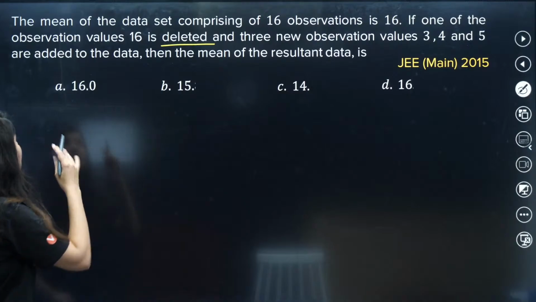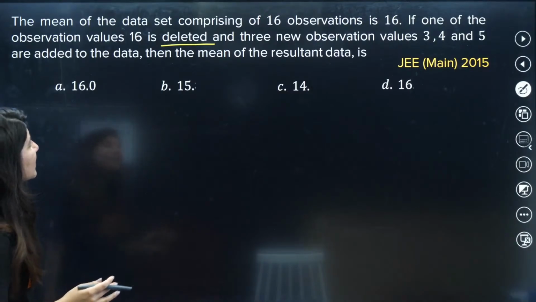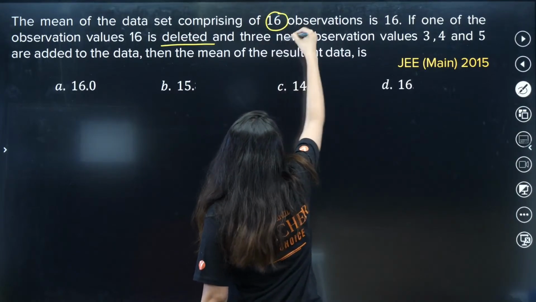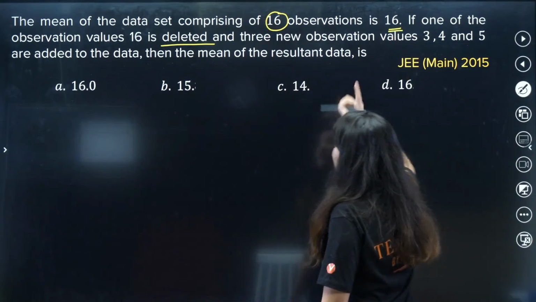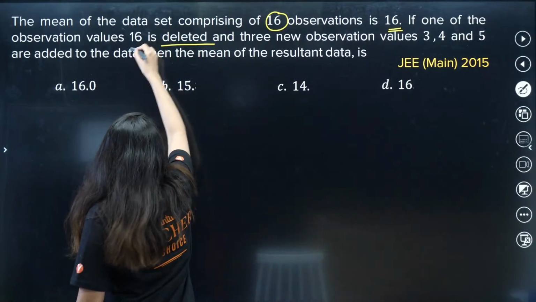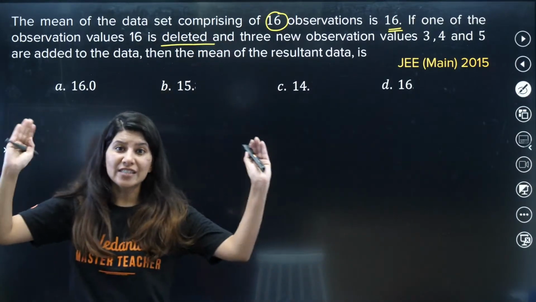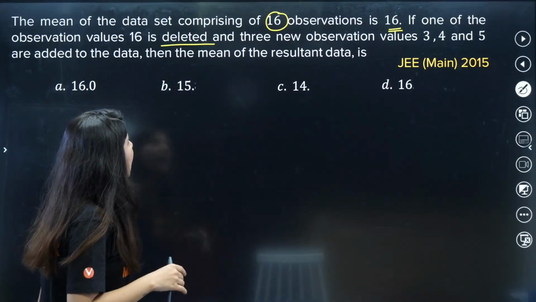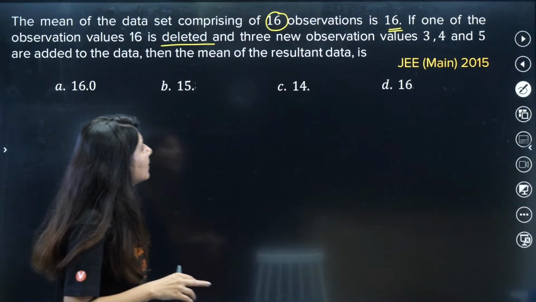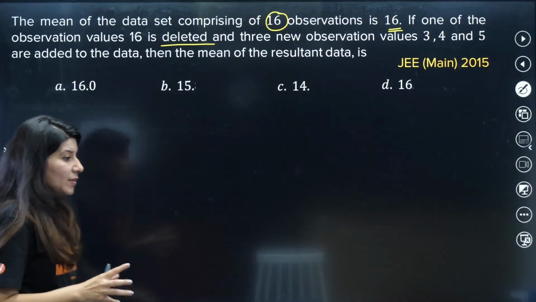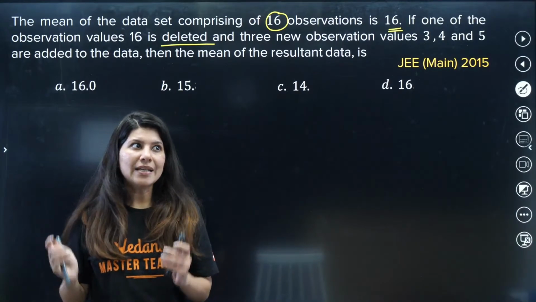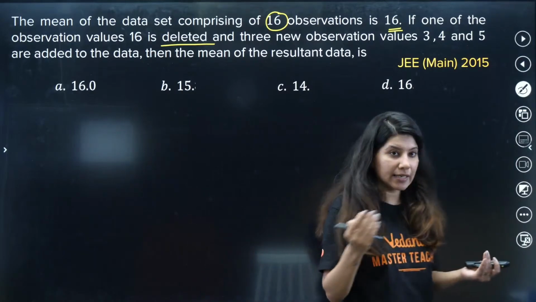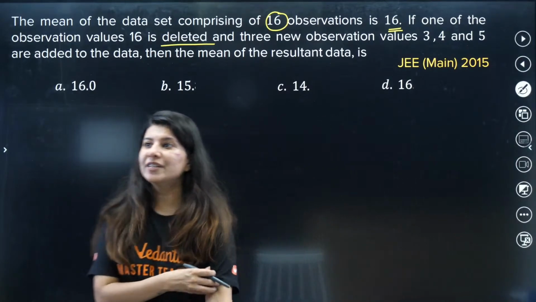This is the pattern. So the mean of a data set comprising 16 observations is 16. So basically there are 16 observations and the mean is 16. If one of the observation values, 16, is deleted, so out of 16 observations you are deleting one, and 3 new observation values 3, 4 and 5 are added. So you are deleting one observation but adding 3 new observations, and you need to figure out the mean of the resultant data. Okay? So how do you solve it?